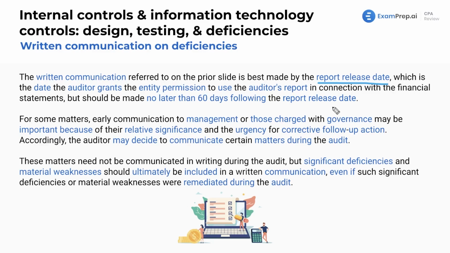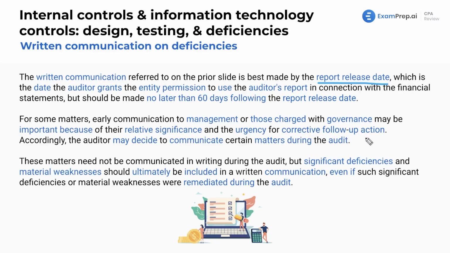So the best time to make this communication is preferably before you give the client the ability to use your report. However, what is the law? What's required? What is the regulation here? It's that it needs to be done at least by 60 days following the report release date. Now, for some matters, early communication to management or those charged with governance may be important because of their significance and the urgency for corrective follow-up action. It says the best time to do it is by the report release date.